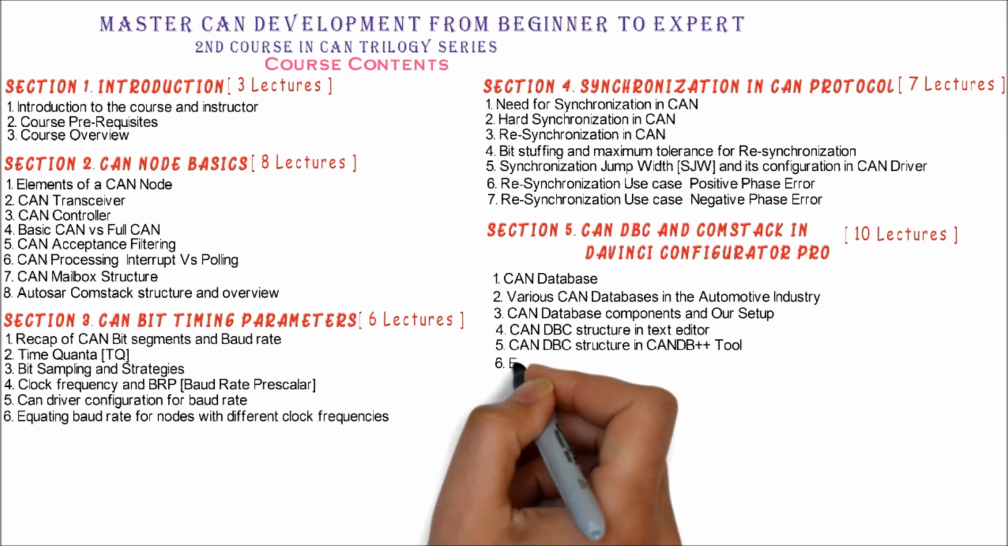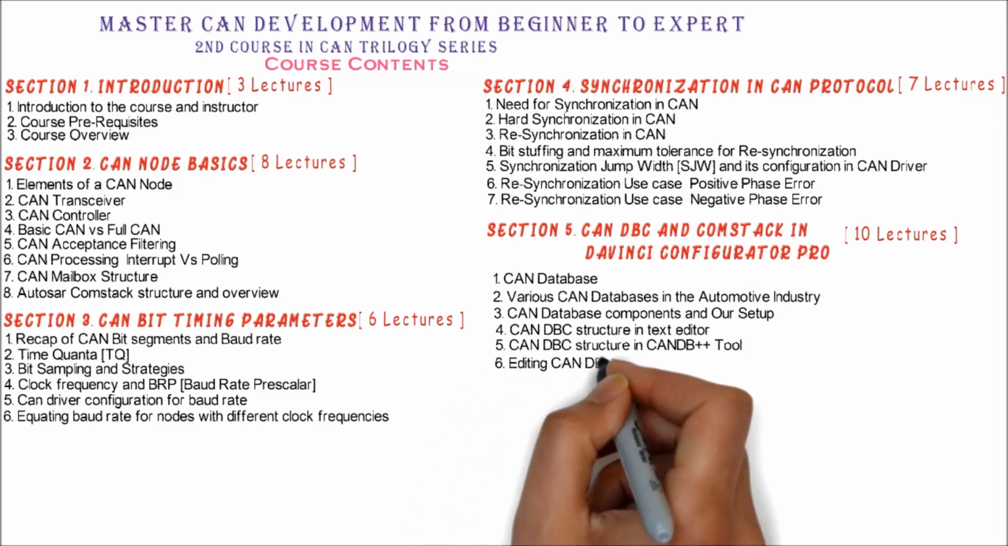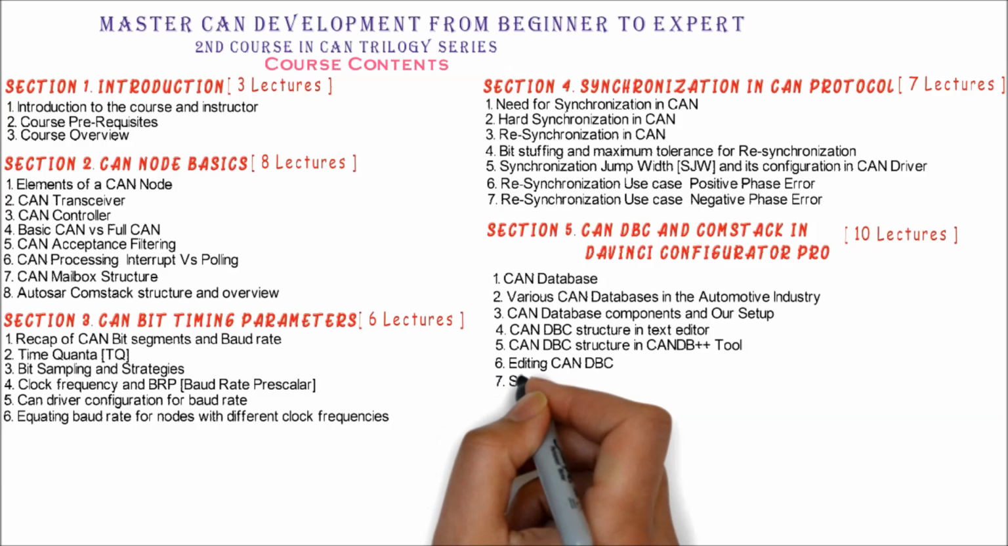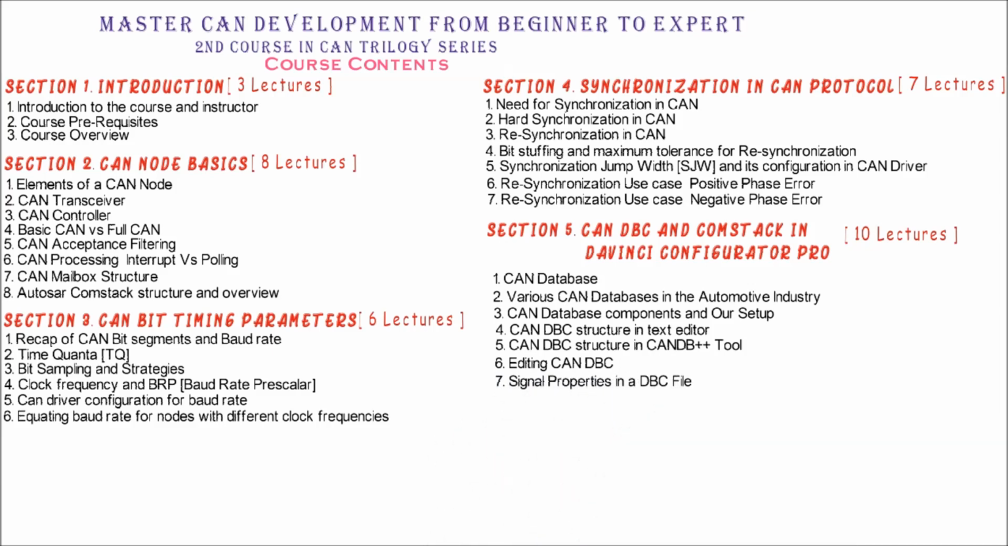The sixth lecture is on editing of CAN DBC, how to edit a CAN DBC file, how to add a message, how to add a signal, how to add attributes, how to add value tables, how to link value tables to signal, how to link the signals to the messages, etc. All these concepts are explained and demonstrated using the CANdb++ tool. The next lecture is on signal properties in a DBC file. Here you will be able to explore the signal properties within a DBC file.